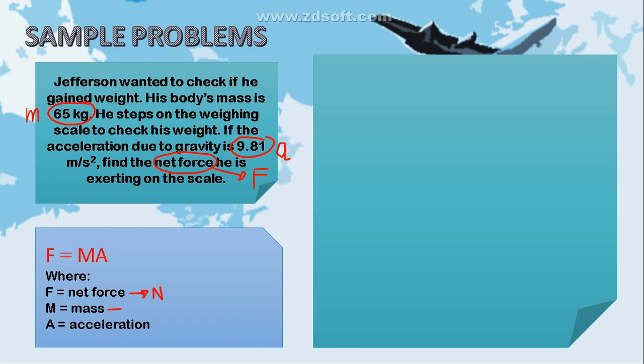Mass will always be in kilogram, and acceleration would always be in meter per second squared. So, tatandaan nyo yung units na yan. Ito lang dapat yung units na meron tayo para makapag-come up tayo sa Newton.